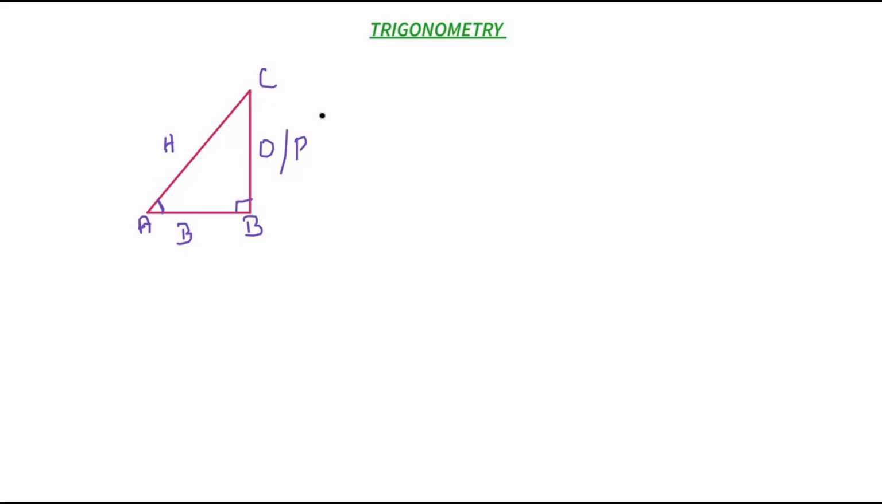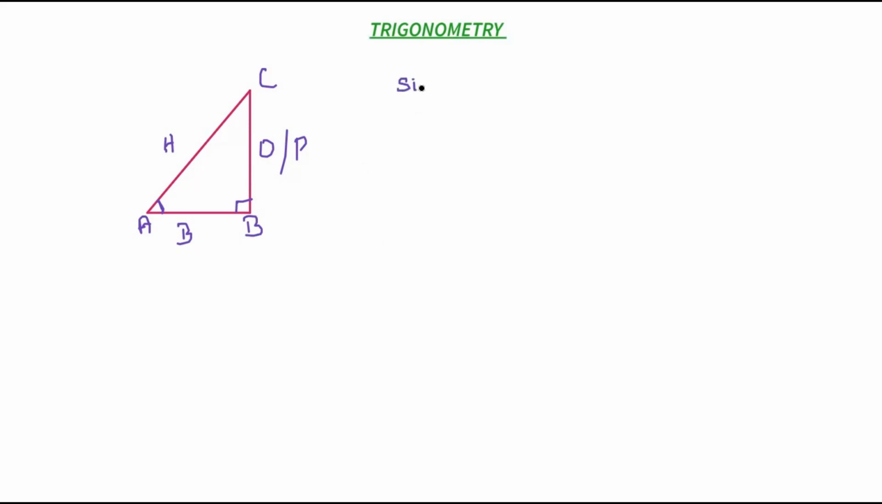Now in trigonometry we use sine, cos, tan, cosec, sec and cot. These are the new terms which you are going to learn. So we have 6 trigonometrical ratios. Let's start writing the 6 trigonometrical ratios with reference to angle A. We can do it with angle C also, that I will teach you later. So first let's learn with reference to angle A.